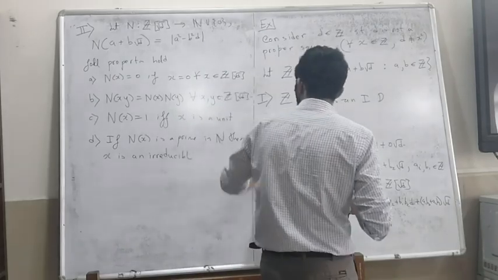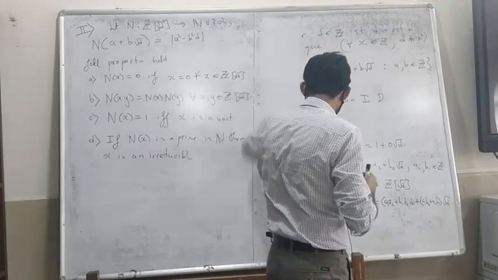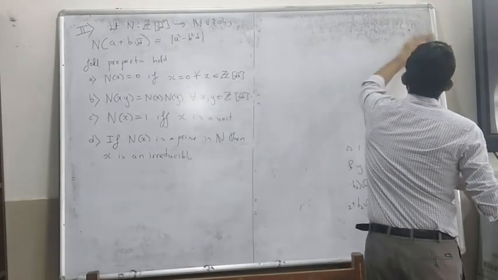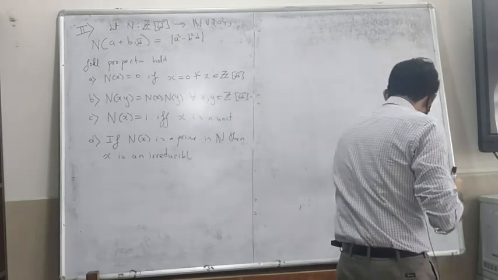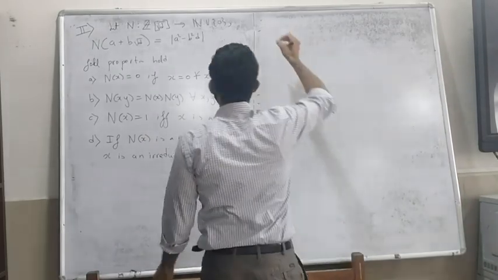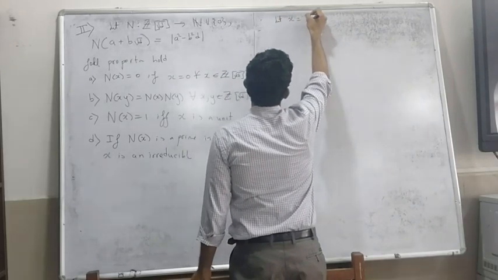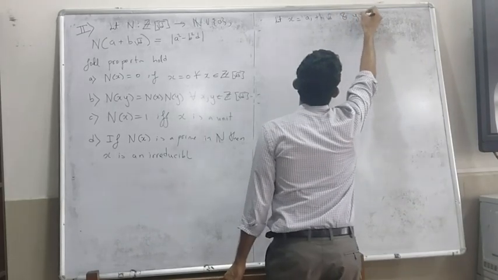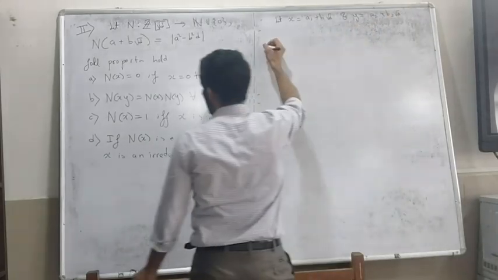Okay, so let's prove the first one. I think all of us can prove the first one on our own. To make it easy, let me just take x as a1 plus b1 root d, and I will take y as a2 plus b2 root d. Okay, and let's prove all of this one by one.